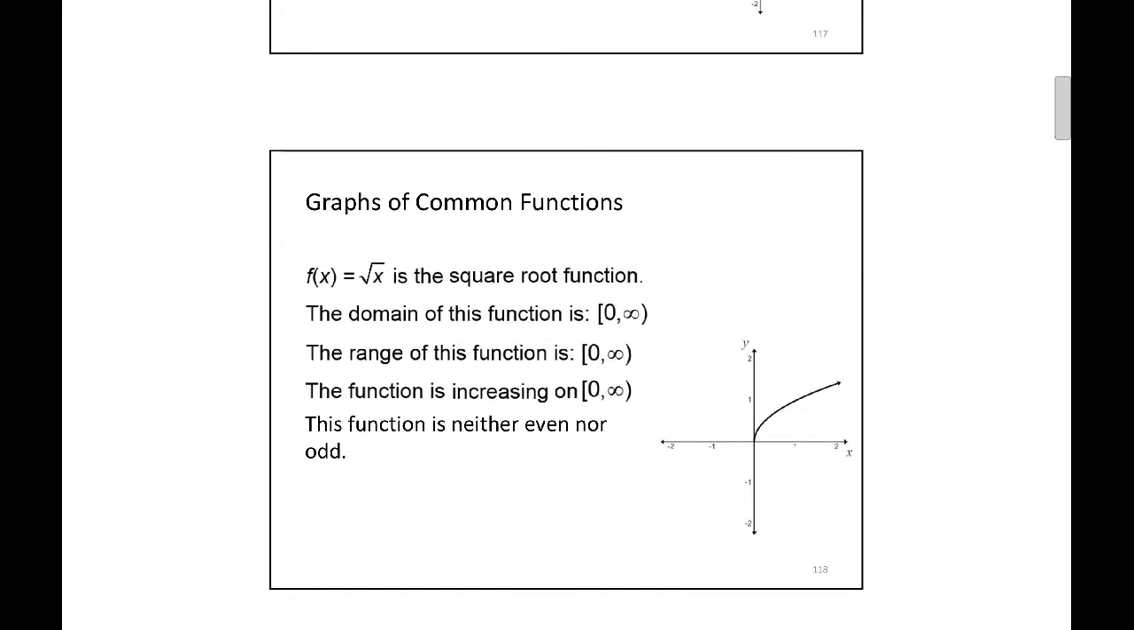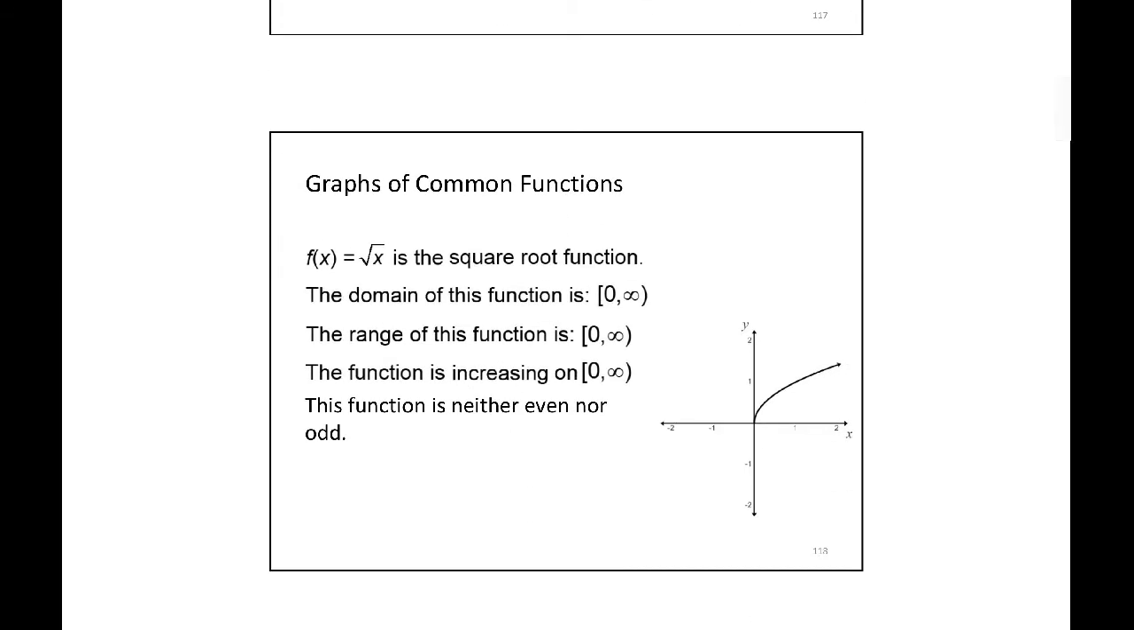Our next function is the square root function, which is, for all intents and purposes, the inverse of the quadratic. This looks like half of a parabola. It does. And the domain of this function is 0 to positive infinity. The range is also 0 to positive infinity. The function is increasing on 0 to positive infinity, and it is neither even nor odd.